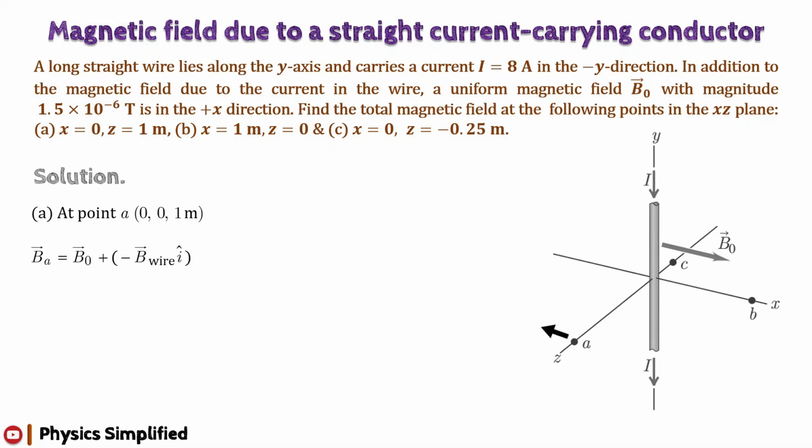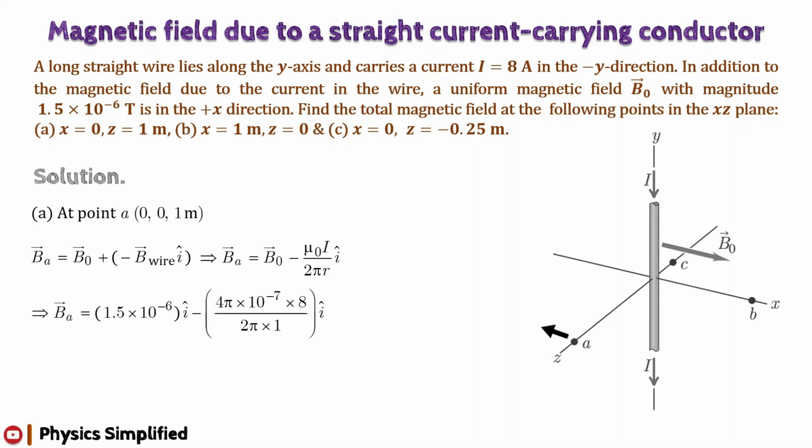Substituting the necessary expression, the equation modifies to vector B_A is equal to vector B0 minus mu0 I divided by 2 pi r i hat. Substituting the given data and simplifying, we get vector B_A is equal to minus 1 into 10 to the power minus 7 Tesla i hat. This is the answer to the part A of the problem.